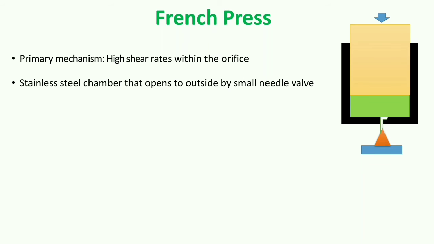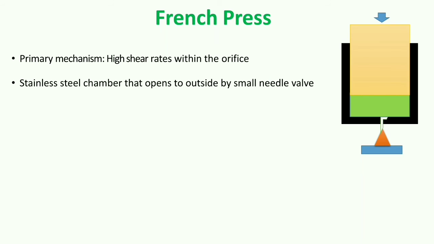So as you can see in the diagram, the French press has a stainless steel chamber as shown in black color, which opens into the outside with the help of a small needle valve. The suspension of cells, as shown in green color, is placed in the chamber with the needle valve or orifice being in the closed position. The chamber is inverted and the valve is opened. After this, the piston is pushed so as to force out any air in the medium.